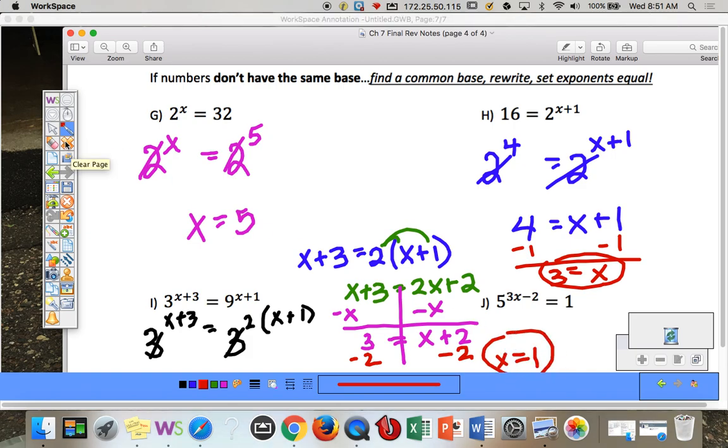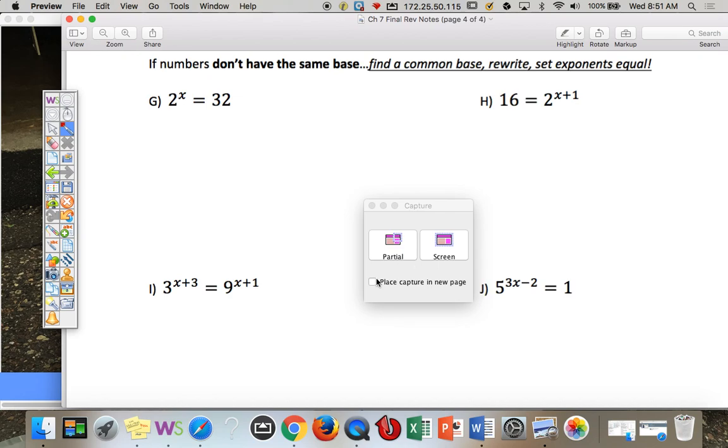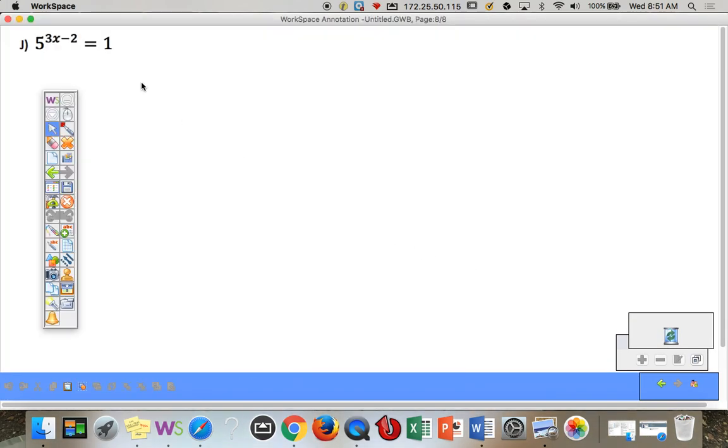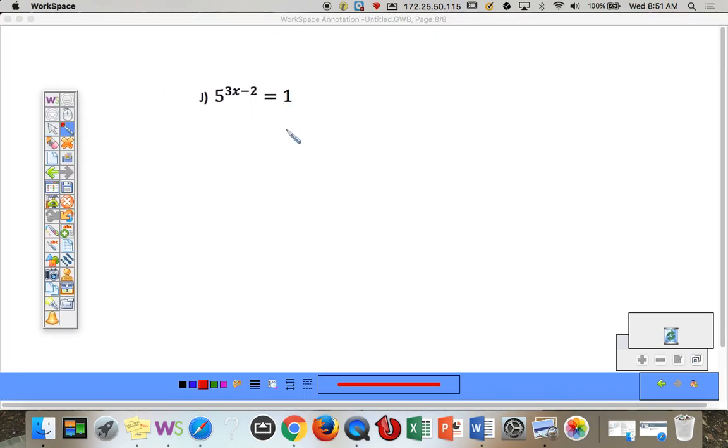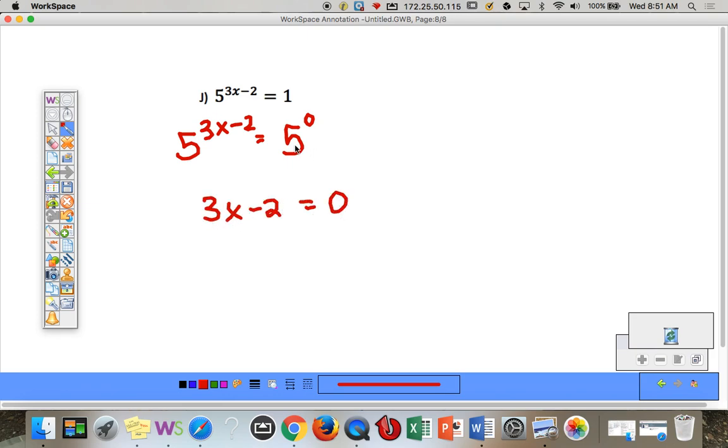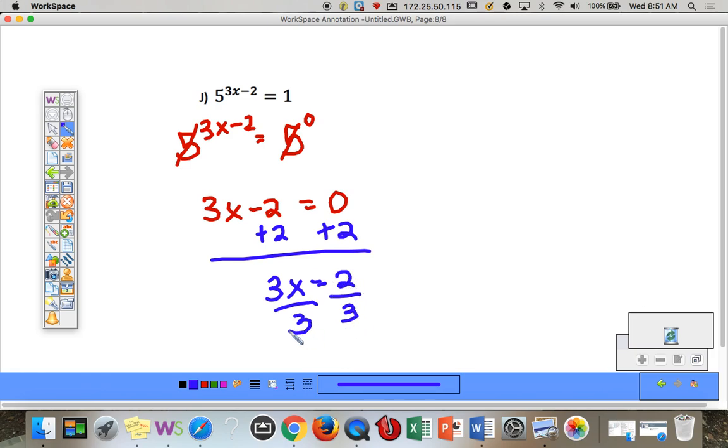And the last one, I'm going to clear this. Let's give myself more room too. So if you have anything equal to 1, remember that property that this would be 5 to the 0 power. So here's what it looks like. So 3x minus 2 equals 0 if we cancel the 5's. We'll add 2 to each side. We get 3x equals 2. And the last step, divide by 3. So again, if you have exponents, you want to get the bases to match, and then you can set the exponents equal and solve.